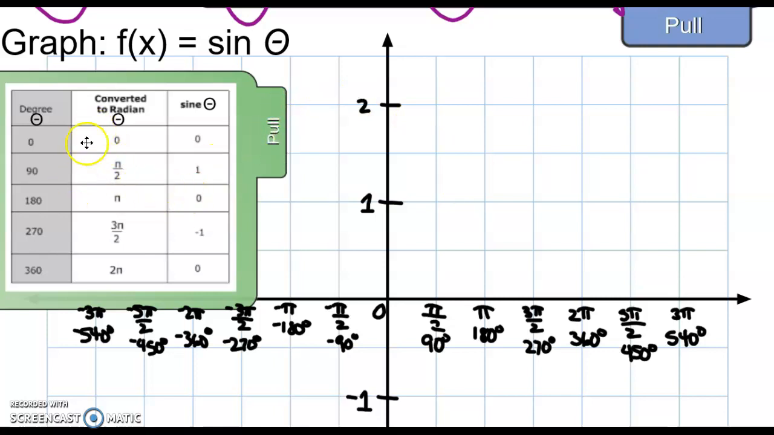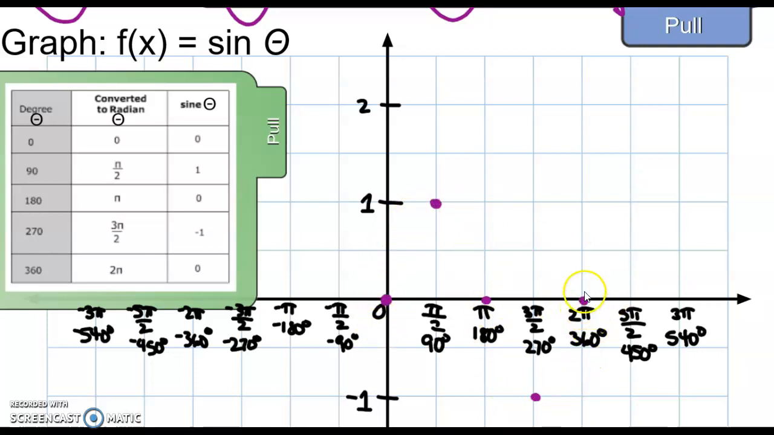Anyway, just so you know where these points are coming from, they're coming from the unit circle. So we have a point at 0, 0. We have a point at pi over 2 or 90, and 1. We have a point at pi or 180 and 0 again. A point at 270 degrees or 3 pi over 2, and we're at -1. And then finally 360 degrees or 2 pi, and we're back at 0. So this is how we're creating that wave shape.